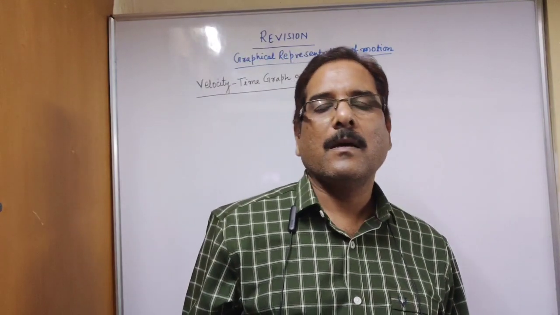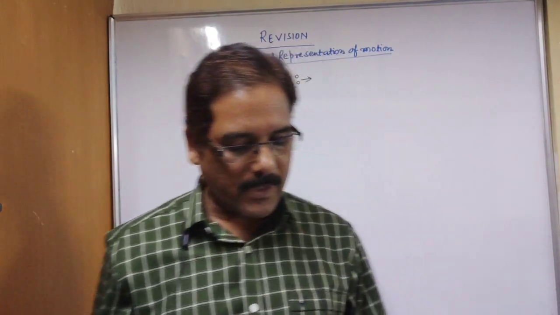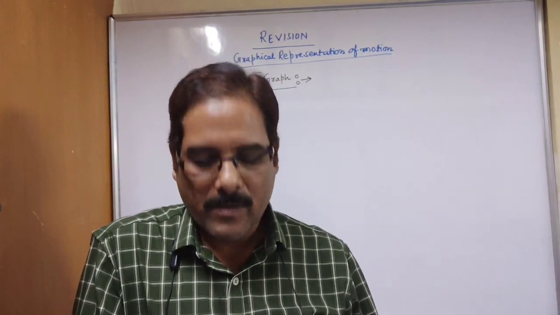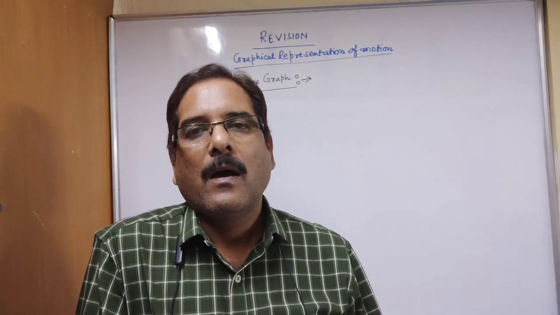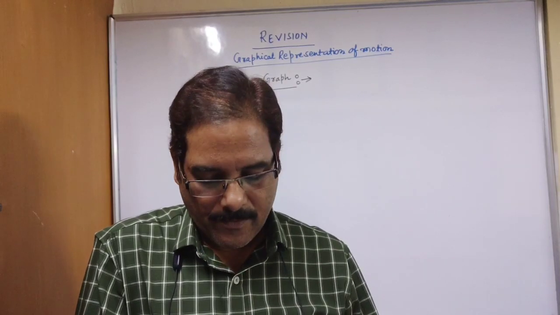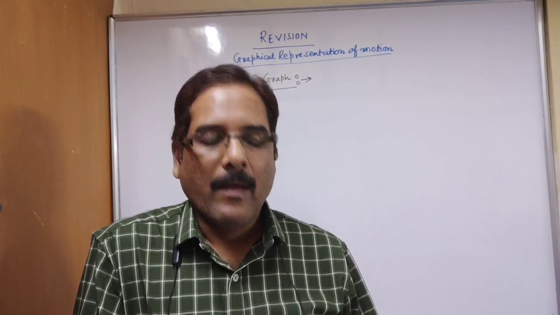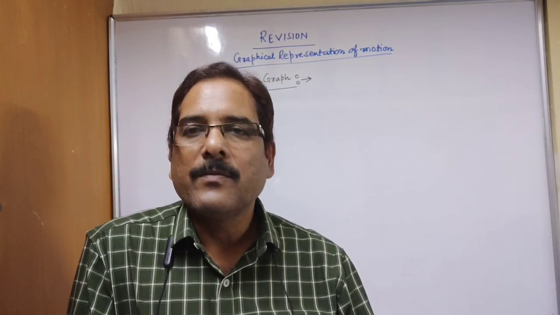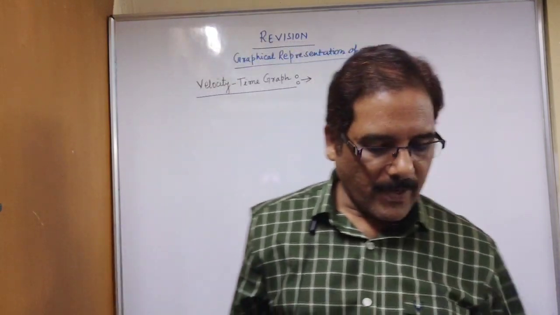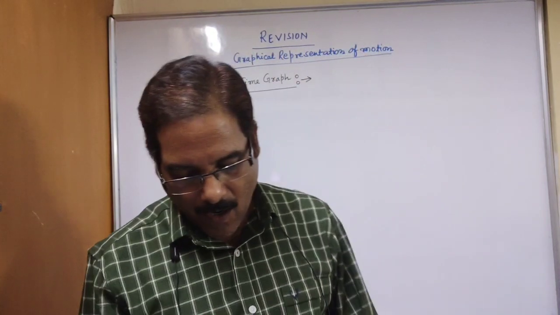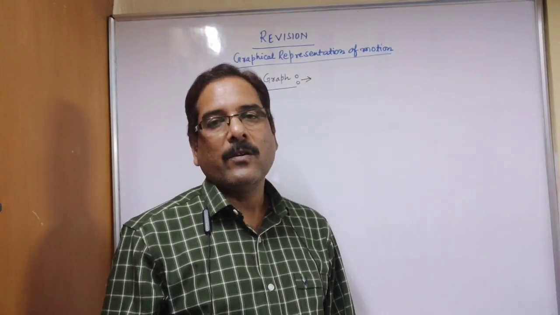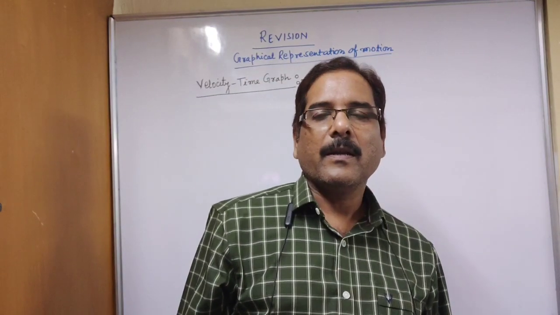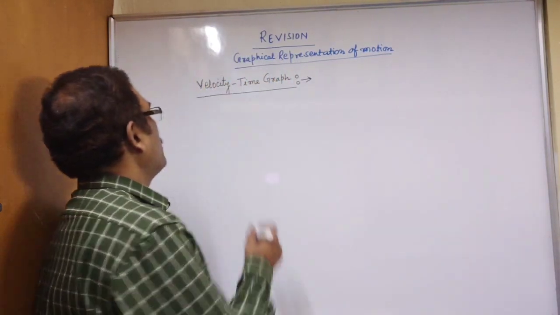In last class, we discussed the distance time graph, and today we will discuss the velocity time graph. Another important topic. Velocity time graphs are of three types. First, when the object is in uniform motion: the velocity time graph in case of a uniform motion.